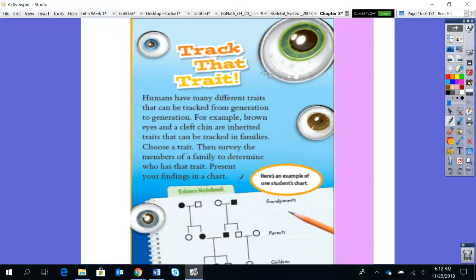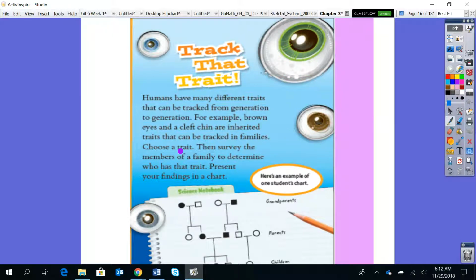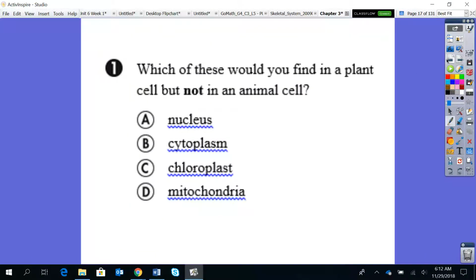So here's what I want you to do when you get home. I want you to pick a trait that you have and find out where you got that trait from. Did you get your brown eyes, a cleft lip, or the ability to roll your tongue from your mom or your dad? Maybe both. Find out where you got a trait, bring one of those back, and go back as far as you can. Okay.